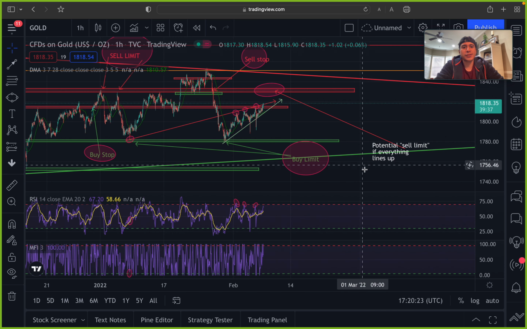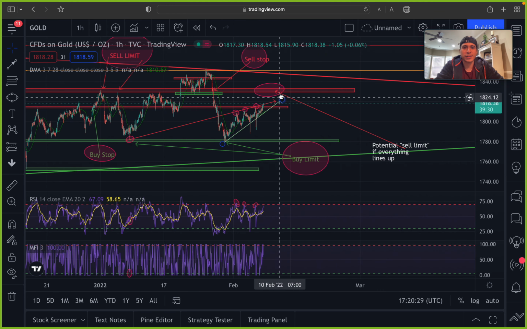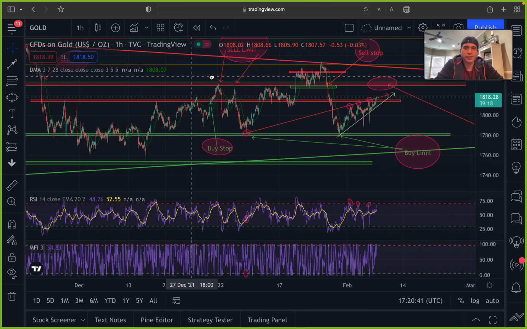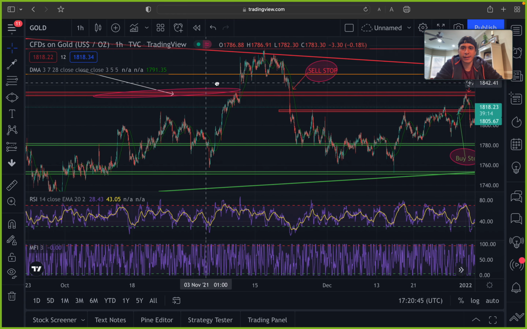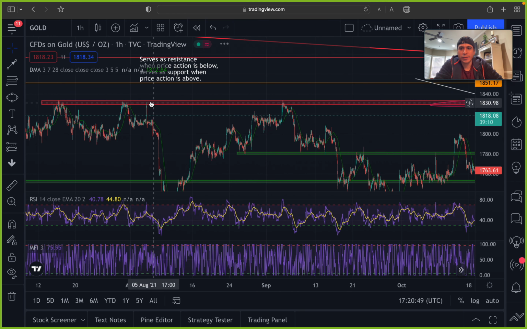So this is a potential sell limit if everything lines up, right? When I say everything lines up, I mean my indicators line up at that given moment in time. And it lines up as a resistance, right? Because in the past, it's used it as support over here, but mostly used it as resistance in the past, right? As you can see, it tends to sell off at that area, right? You see?